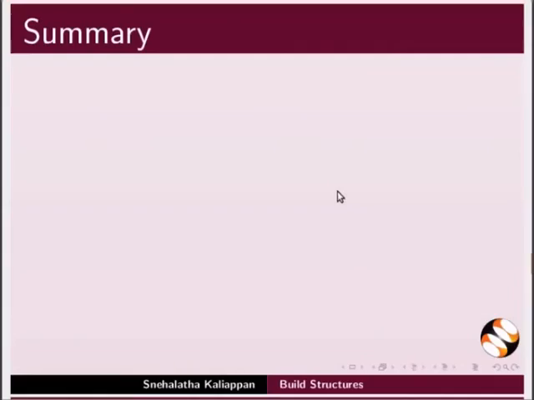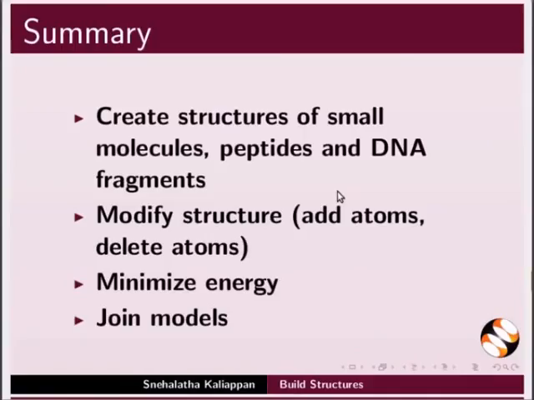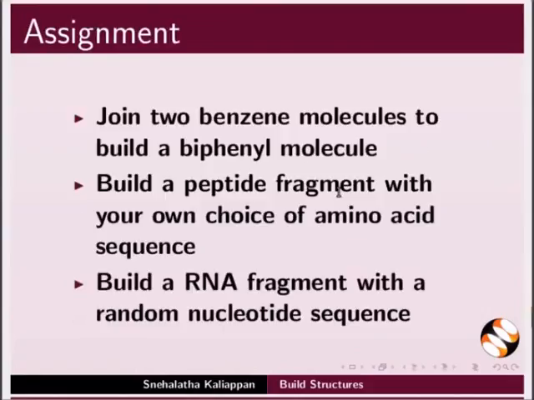Let's summarize. In this tutorial, we have learnt to create structures of small molecules, peptides and DNA fragments, modify structure, minimize energy and join models. For the assignment, join two benzene molecules to build a biphenyl molecule. Build a peptide fragment with your own choice of amino acid sequence. Build a RNA fragment with a random nucleotide sequence.